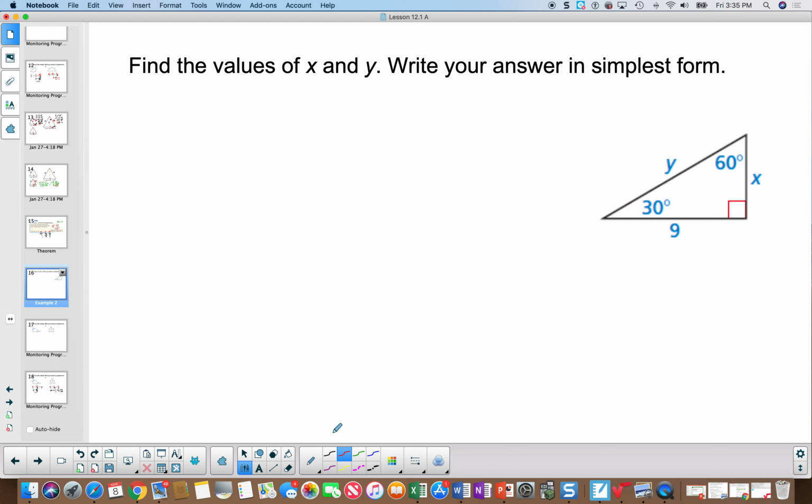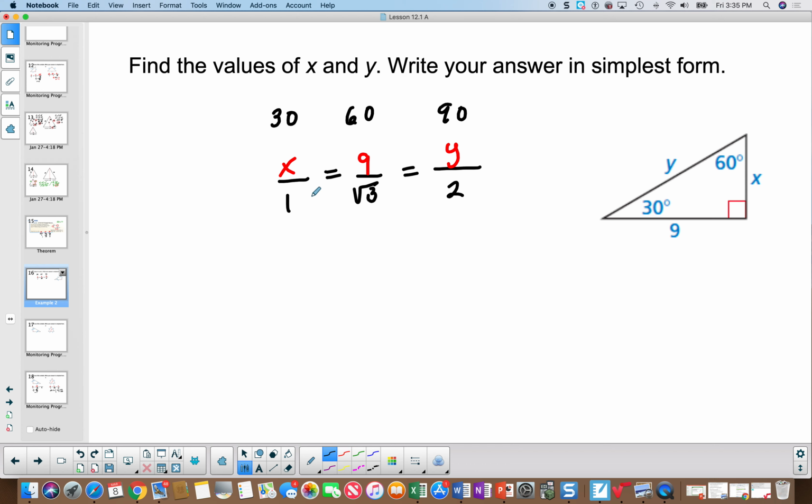Okay, so let's go ahead and try to find this one, and the setup should be very similar to what I proposed for the 45, 45, 90. So for 30, 60, 90, we're going to set up a proportion. And the numbers that we're using are 1 opposite 30, root 3 opposite 60, and 2 for the hypotenuse. And then I'm going to look at my hypotenuse, that's y. And I'm going to look at opposite the 30, that is x. And then opposite the 60 is 9.